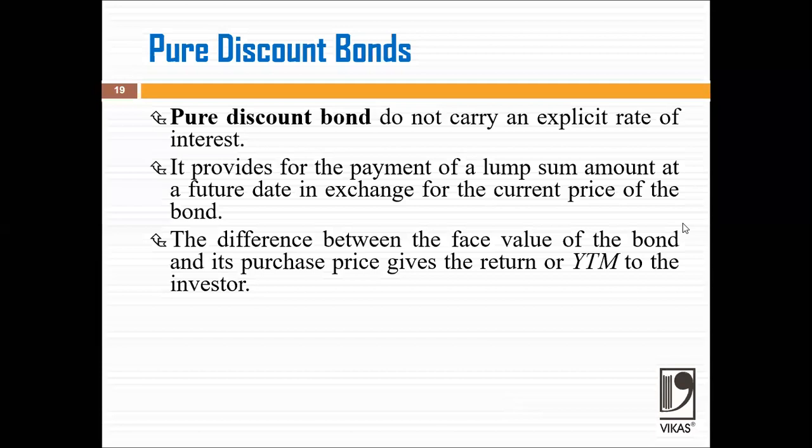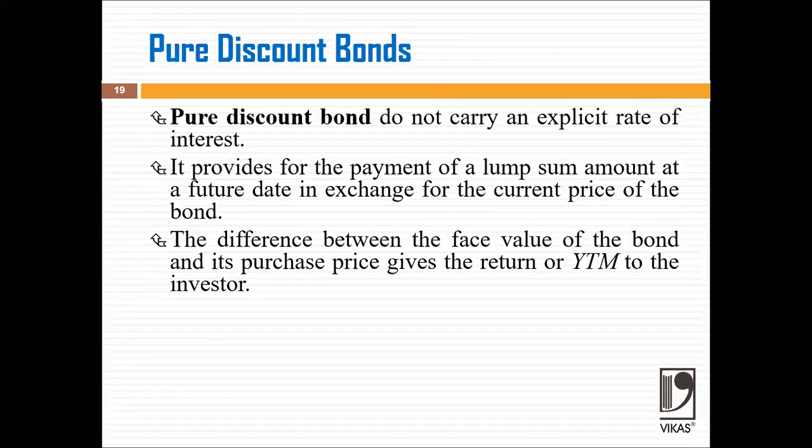Audible to all, right? We stopped in the last class at this slide, pure discount bonds. So recall it again. There are three types of bonds available in the market. The first type is a bond with maturity. The second type is a pure discount bond. And the third type is a perpetual bond.